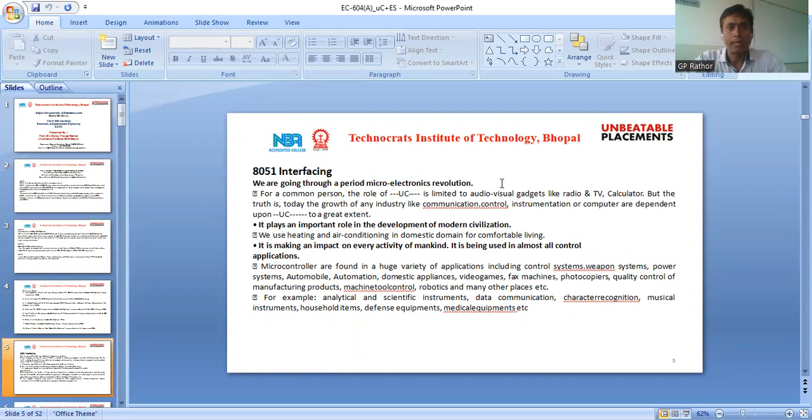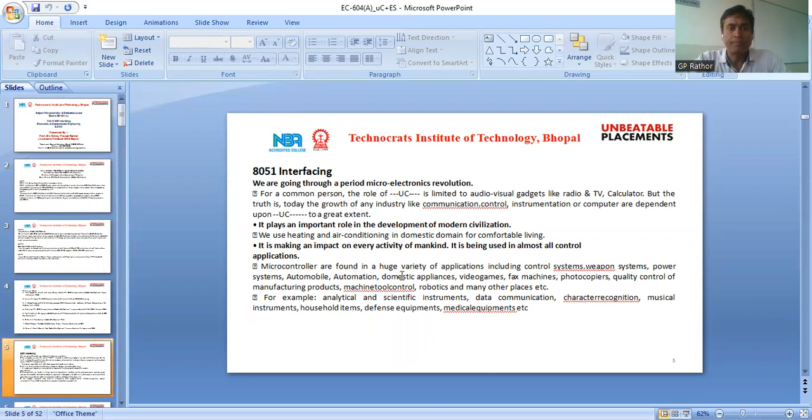So we are going through a period of microelectronics revolution. For a common person, the role of microprocessor is limited to audio-video gadgets like radio and TV, calculator. But the truth is, today the growth of any industry like communication, control, instrumentation, or computer is dependent upon microcontroller to a great extent. Microcontroller plays an important role in the development of modern civilization. It is making an impact on every activity of mankind. It is being used in almost all control applications.